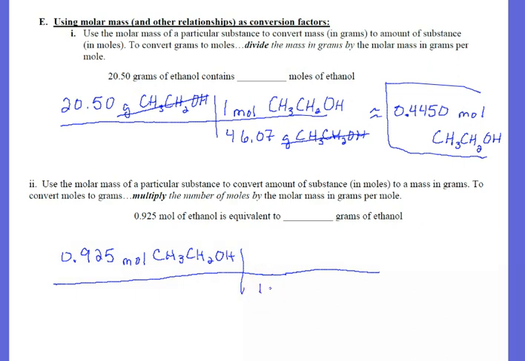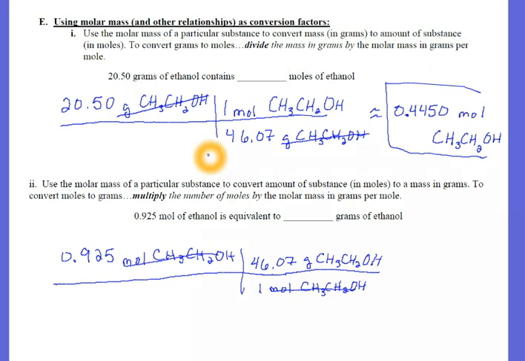so you're going to say, okay, 1 mole of ethanol is equal to 46.07 grams of CH3CH2OH. Our moles cancel out. And now we're left in grams.